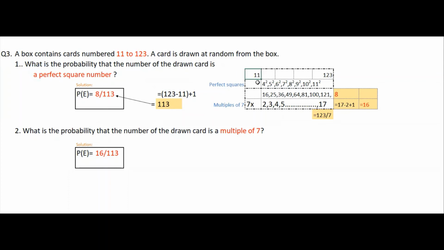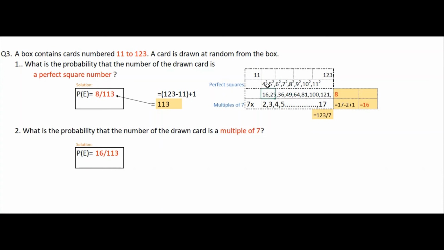11 is not a perfect square number and 123 is also not a perfect square number. Before 11, 3 square, that is 9, is a perfect square number. So after 11, 4 square is the first perfect square number. After 4 square, you can write 5 square, 6 square, like that till 11 square, because 11 square is 121. After that comes 123. So 11 square is the last perfect square number.